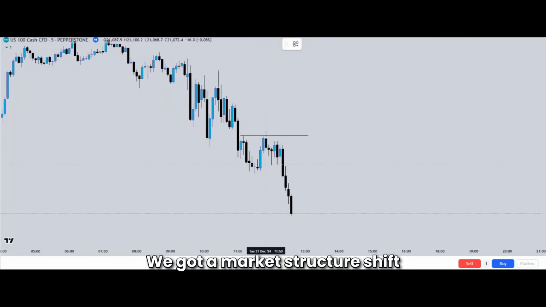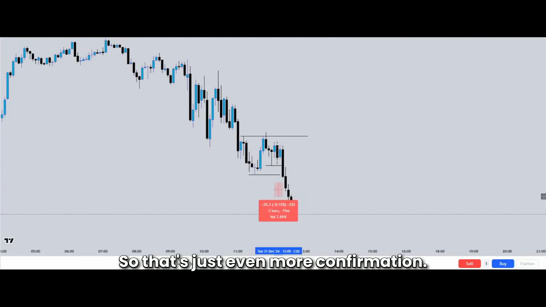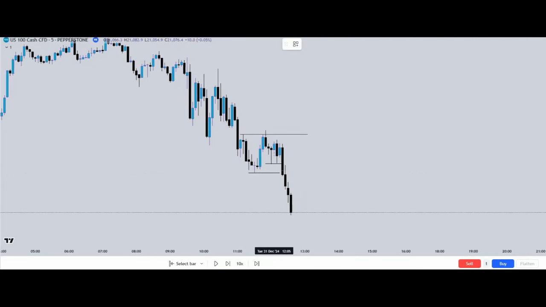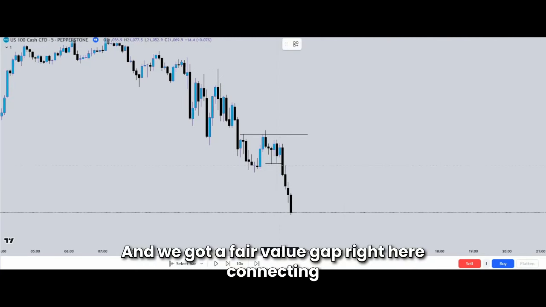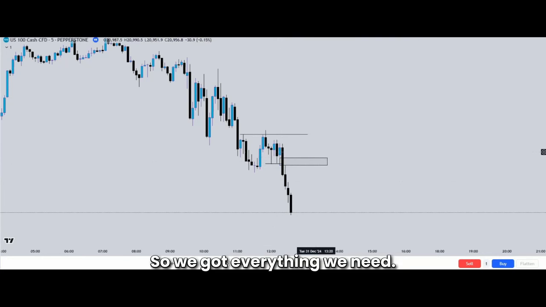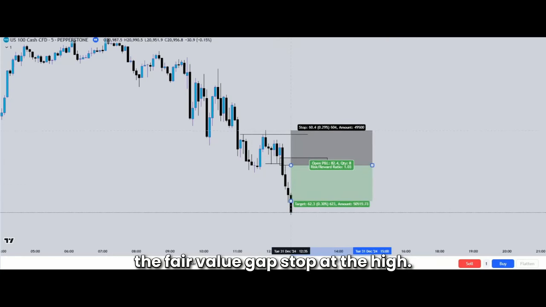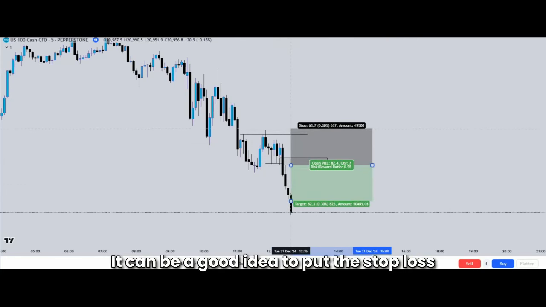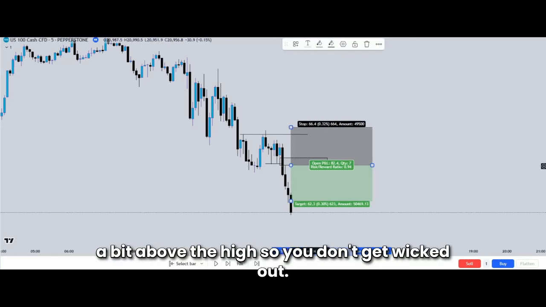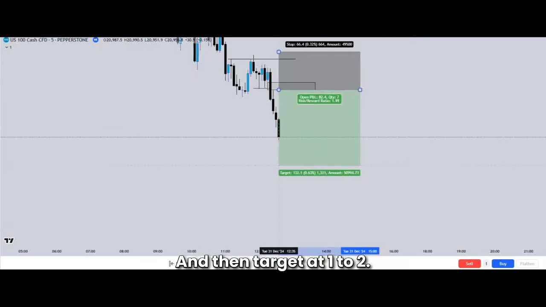At the same time, we got a market structure shift right here and right here. So that's just even more confirmation. And we got a fair value gap right here, connecting this wick right here to this wick right here. So we got everything we need. Now we're just gonna set a limit on the fair value gap, stop at the high. It can be a good idea to put the stop loss a bit above the high so you don't get wicked out and then it goes into take profit. That's annoying. And then target at 1 to 2.